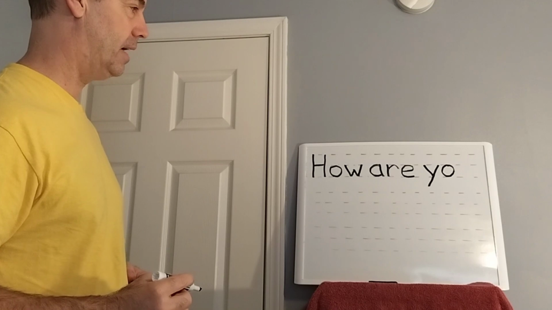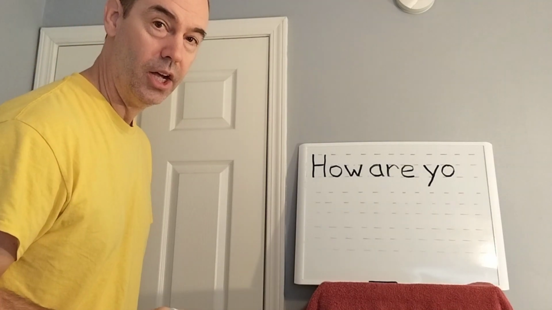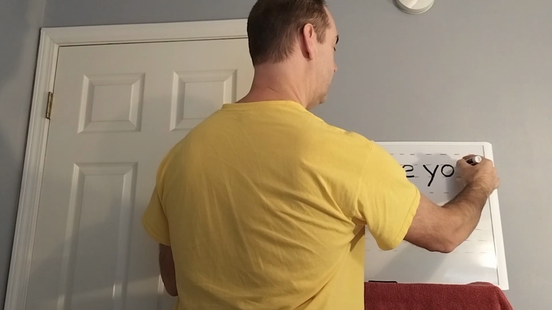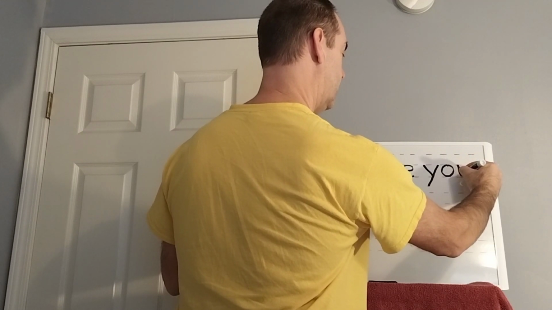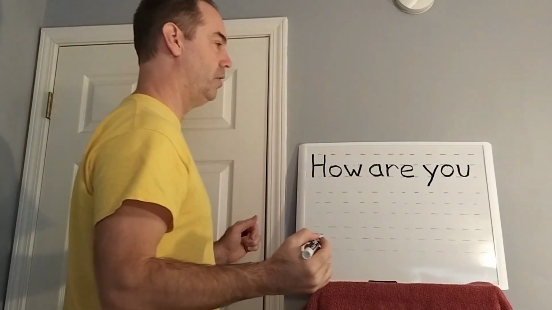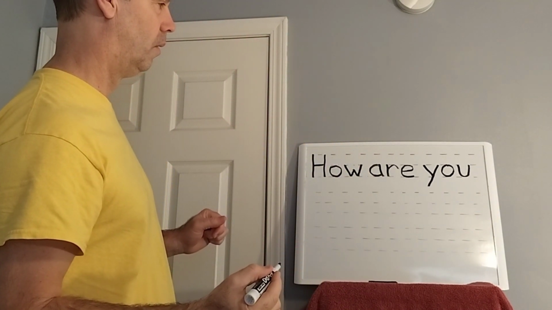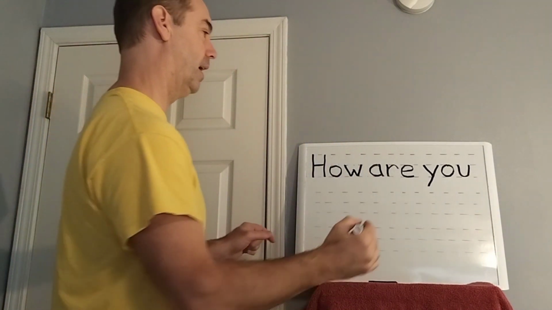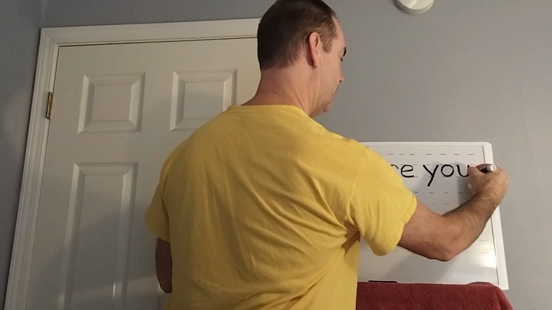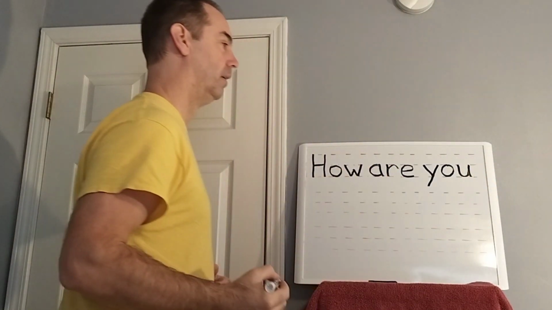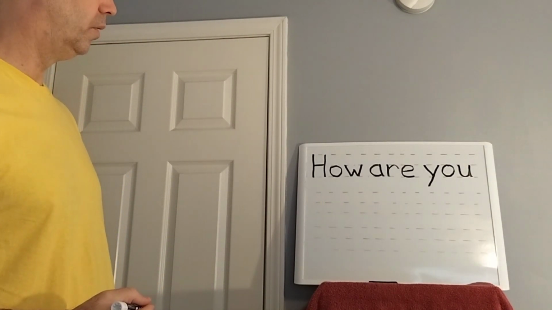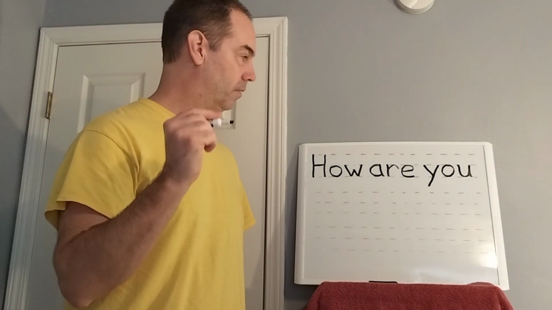And then the last letter in this is going to be a U. We start at the midline, down. Now, you can end that there, or you can put a little tail on it. I put a little tail on my U going from the midline down and stop at the bottom line. There we go. How are you?